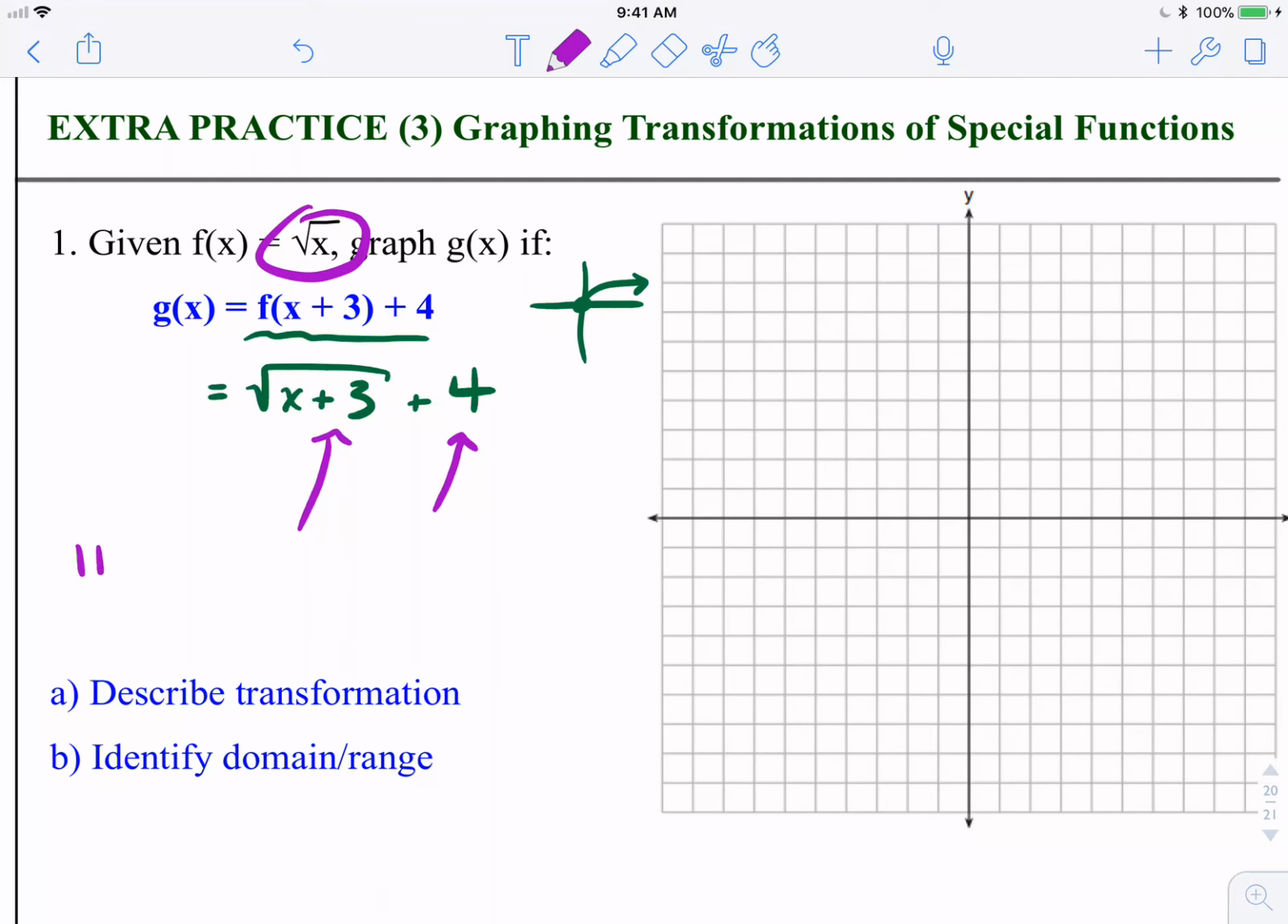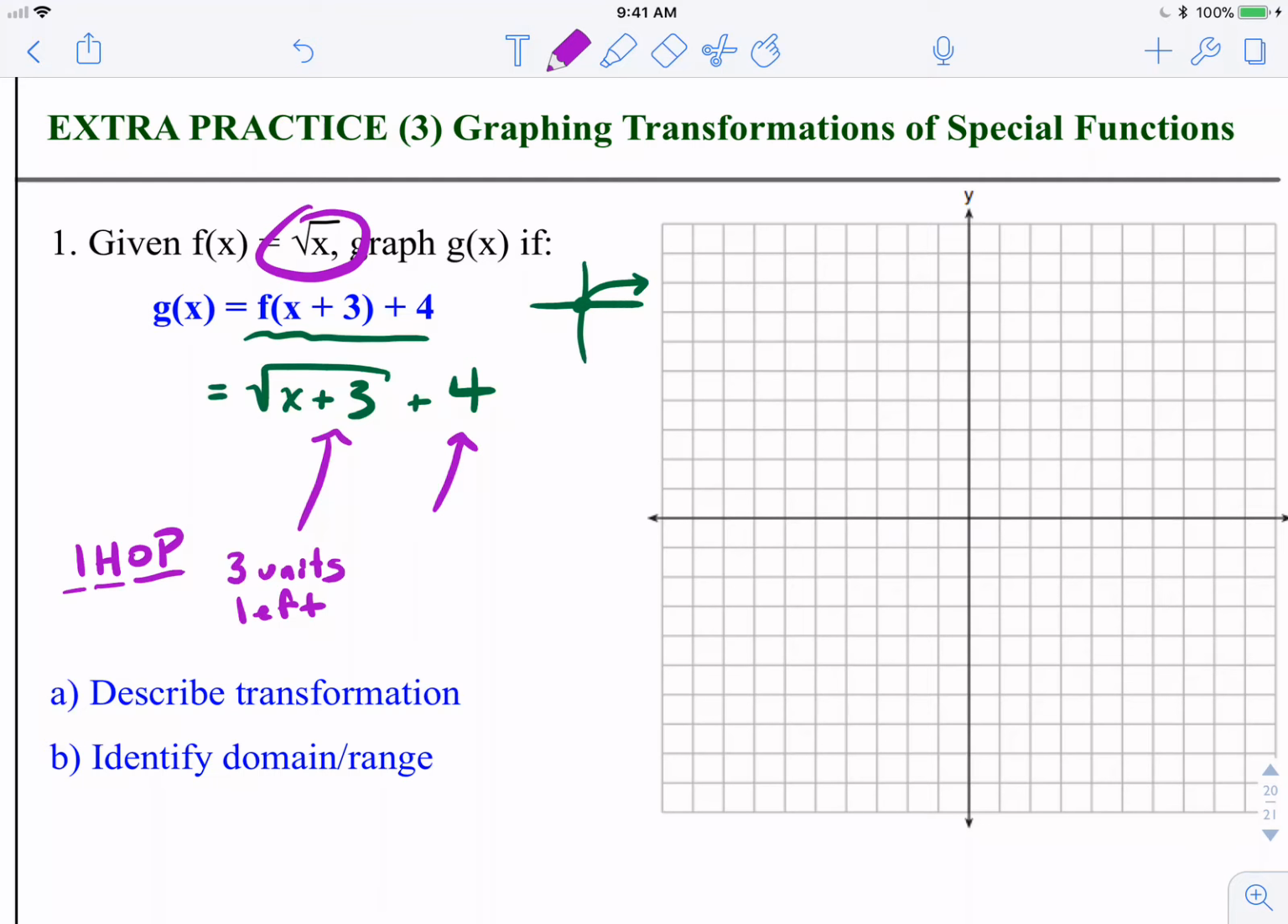So inside the radical we use what I like to call our IHOP rule. This is going to move it horizontal. It's inside the radical, or underneath the radical. And it's an opposite movement. What do I mean by opposite? Plus 3, if you think about a number line, you would usually say 3 to the right. In this case, we're going to say 3 units left.